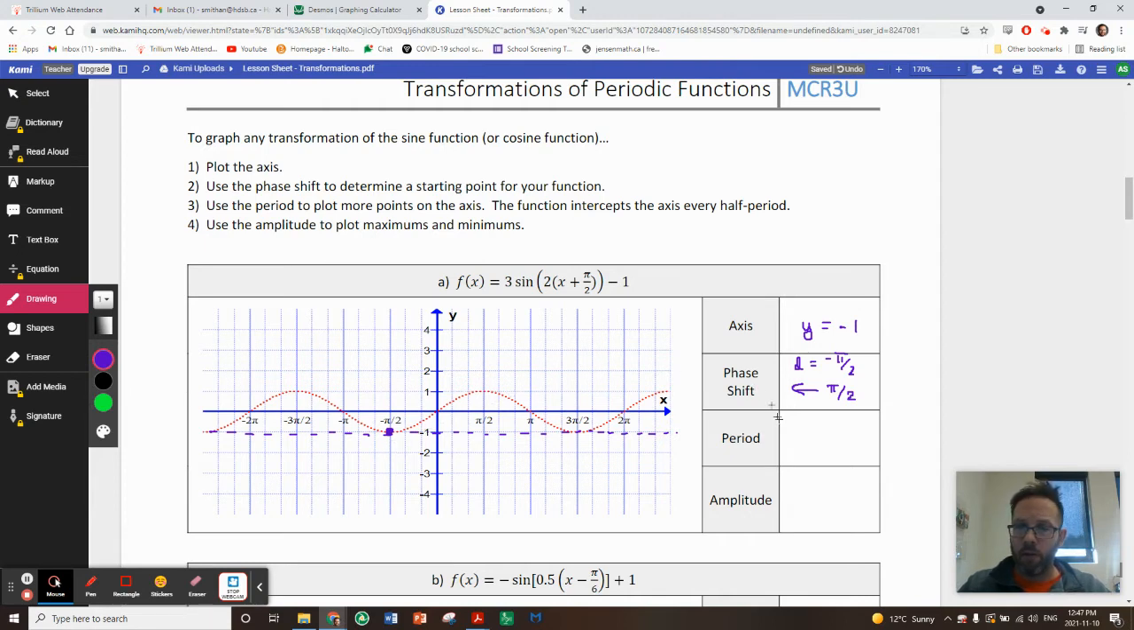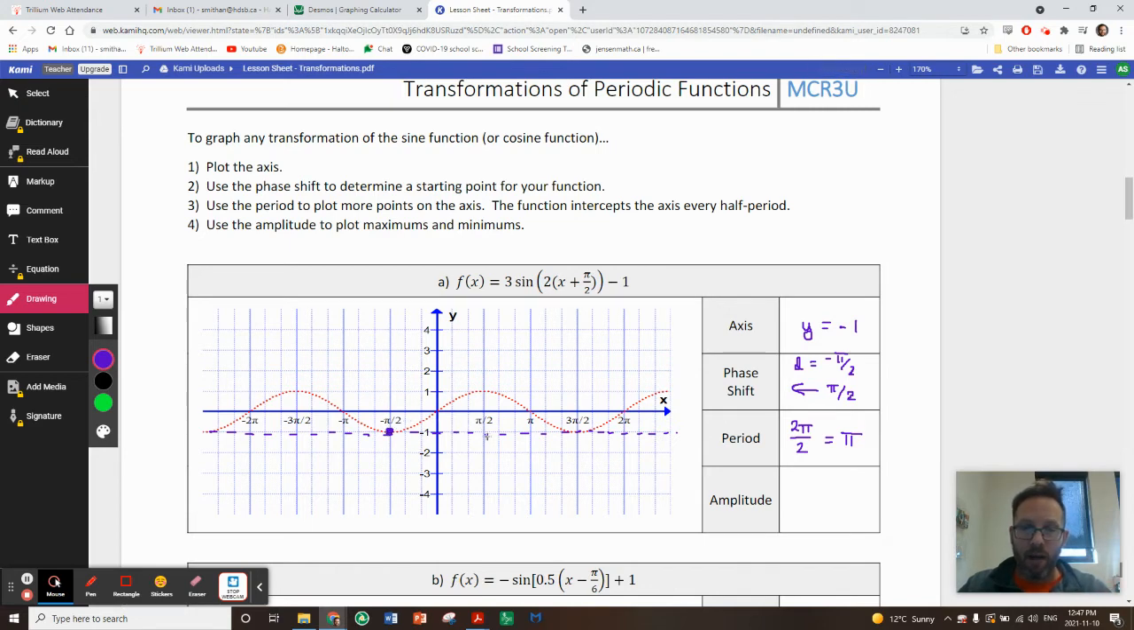What's our period? Since k is 2, our period is going to be 2 pi divided by k, which in this case is 2. Our period is going to be pi. So we know the basic sine function starts at 0, 0, and every pi radians there's another x-intercept as it comes back down. Well, if the period becomes pi, then everything gets squashed together by a factor of half, and one full cycle happens in pi radians.